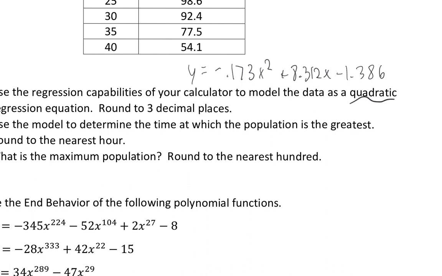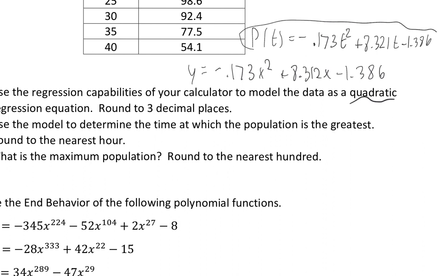So I'm going to rewrite that in the form it wants as our final answer. P of T is going to be, replacing all my x's with t's, negative 0.173 t squared plus 8.312 t minus 1.386. So that's the answer for part A.